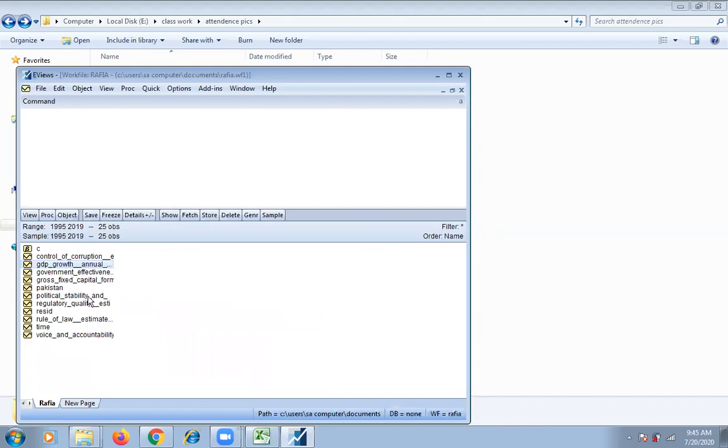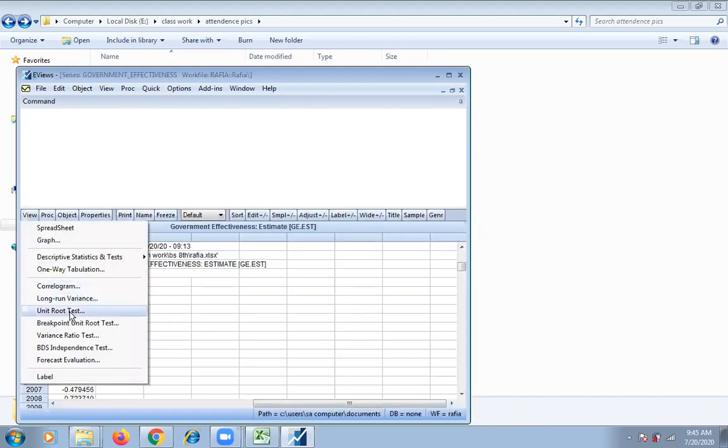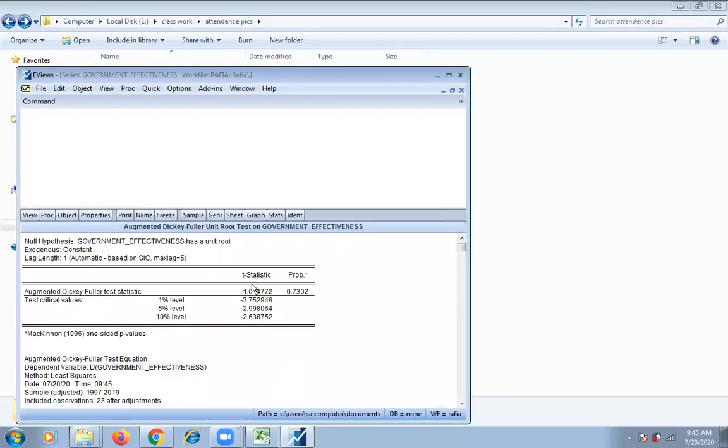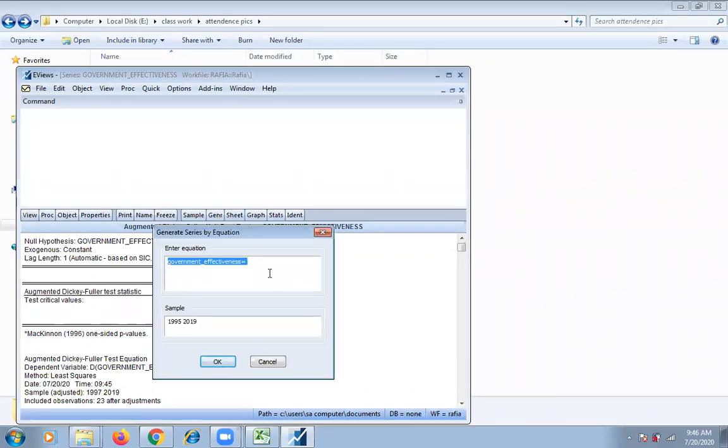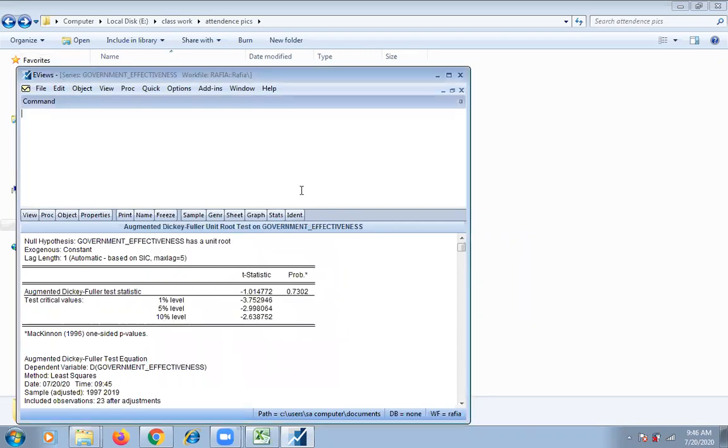Now we are going to check the next variable, government effectiveness. View, again unit root test, level. So this is also non-stationary, because in this Augmented Dickey Fuller test, the t statistic value is less than the critical tabulated values. We accept H naught. So government effectiveness has a unit root problem at level. Unit root problem is here. Now we are going to the next.